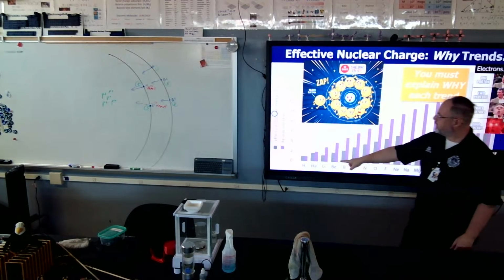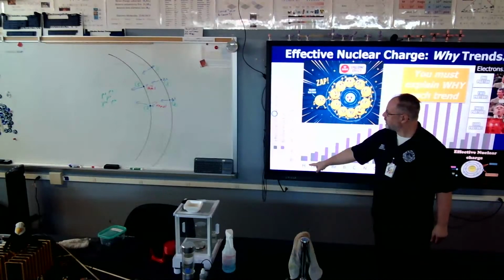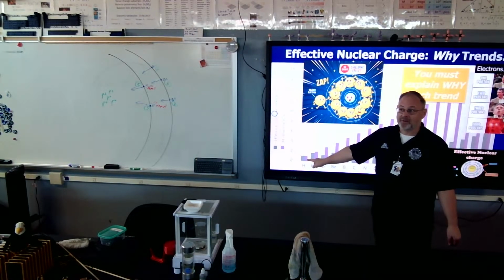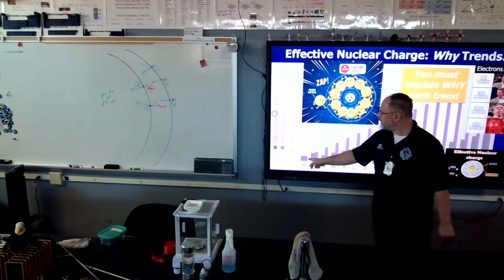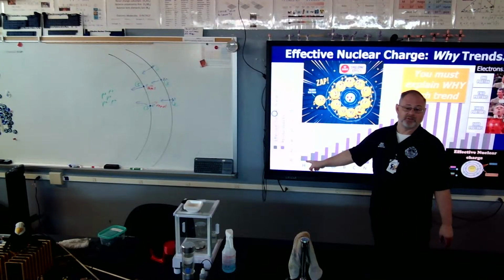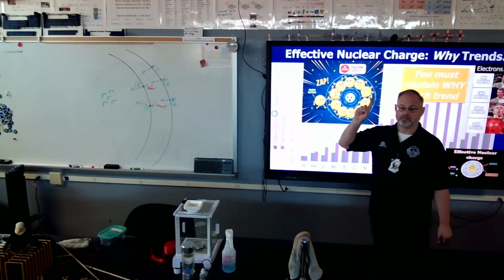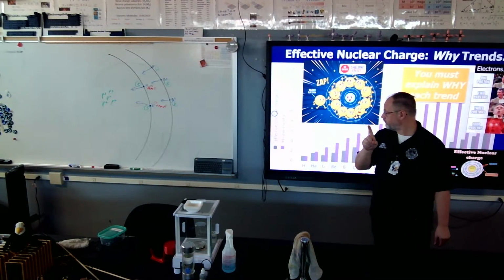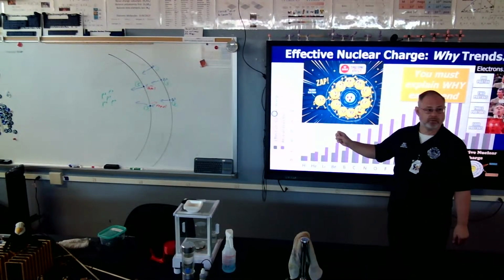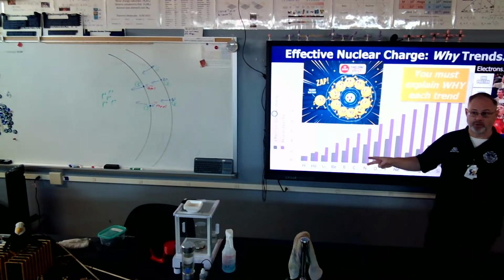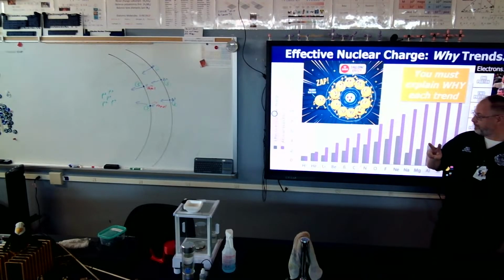So here's hydrogen. It's got 1 proton and no shielding. The shielding effect is pushing back. So it's got 1 proton, no shielding, so it sees an effective nuclear charge of 1. Helium has 2 protons, 2 electrons, effective nuclear charge of 2.